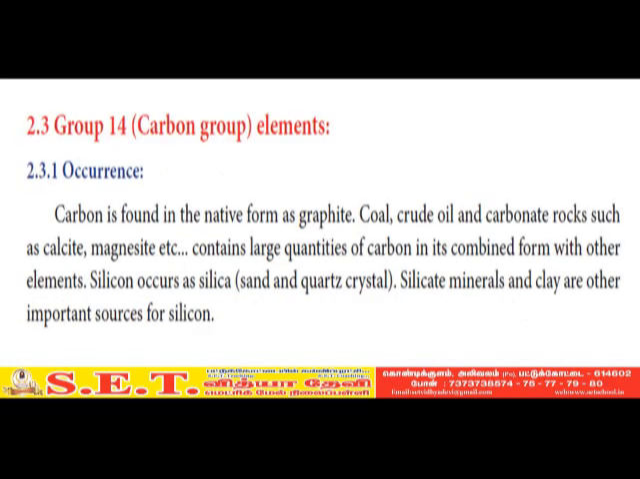Next one, we are going to know about group 14, the carbon group elements. Carbon is found in native form as graphite. And coal and crude oil and carbonate rocks such as calcite and magnesite are obtained, and also carbon is found combined with other elements. It is obtained like silicon, which occurs as silica.